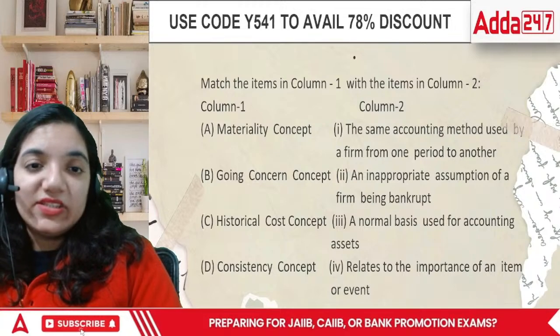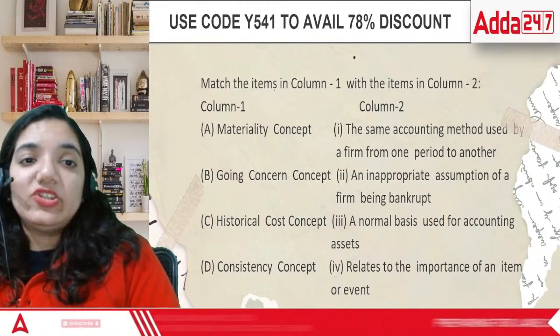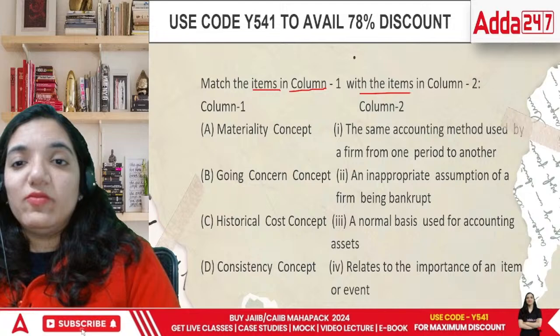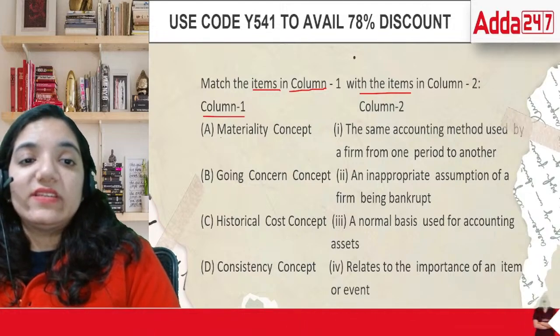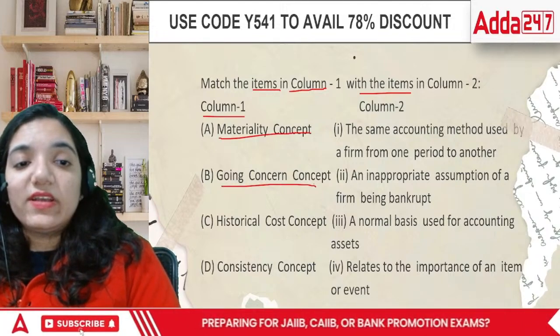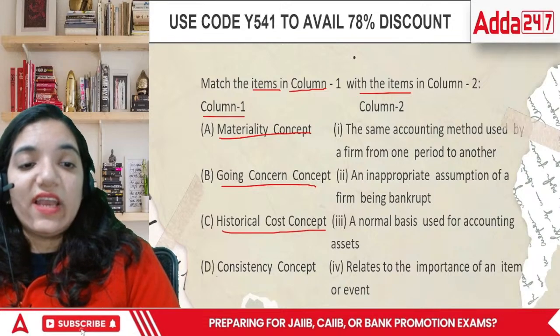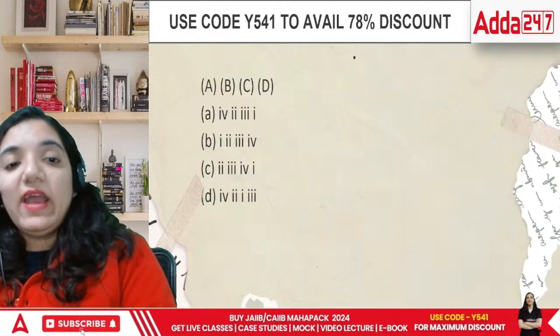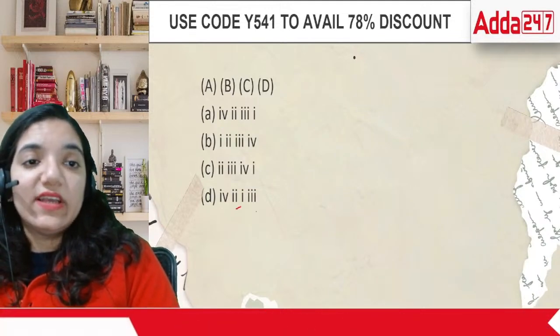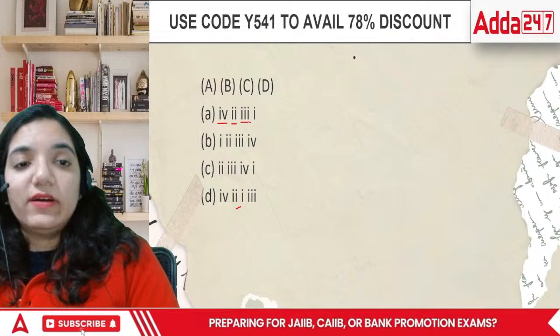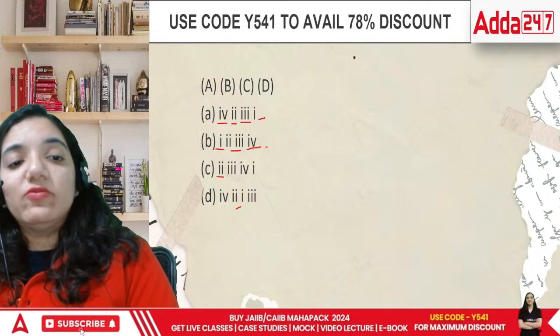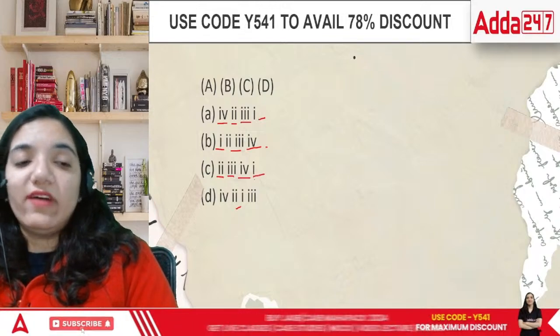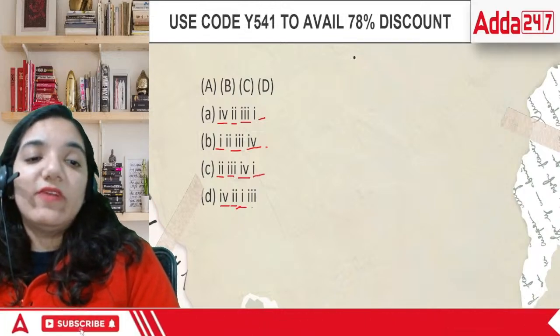Chaliye. Then comes the next question. Match the items in column 1 with column 2. Column 1 says materiality concept, going concern concept, historical cost, and consistency. We have got all four concepts. You have to match them, and these are your options: 4, 2, 3, 1; 1, 2, 3, 4; 2, 3, 4, 1; and 4, 2, 1, 3.